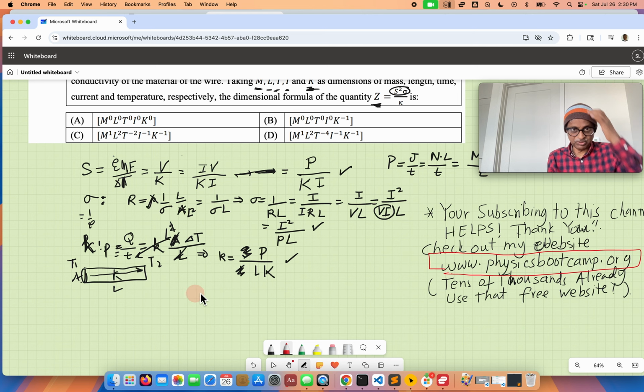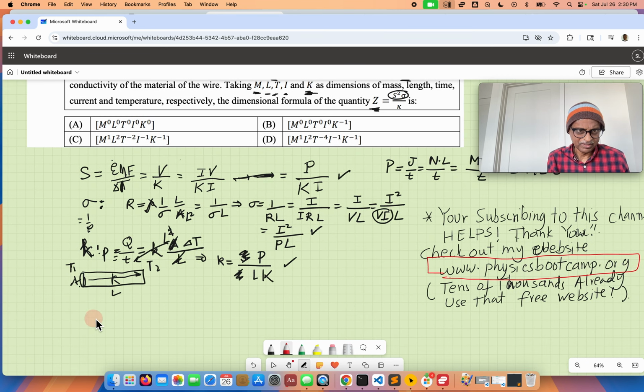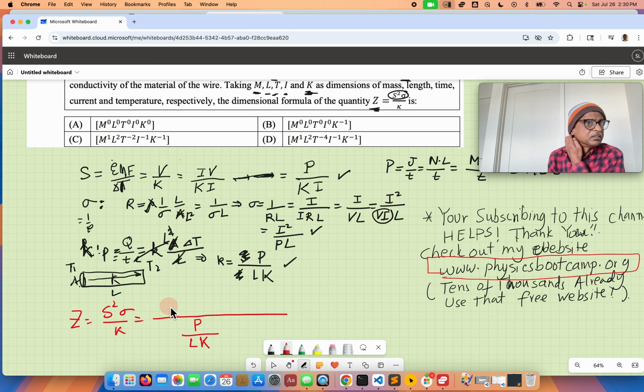It's so complex, if you put out just the fundamental things right from the get-go, it's going to look very complicated. So let's just see how far we get. So Z is called S square sigma over kappa. So this is P over L temperature, and let's see, is going to be P square over K square I square times I square over P times L.